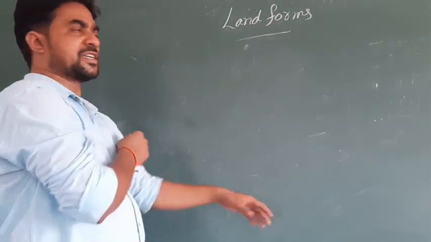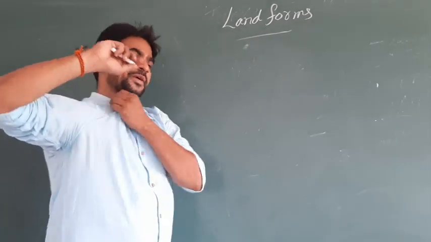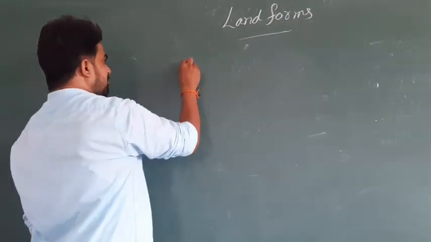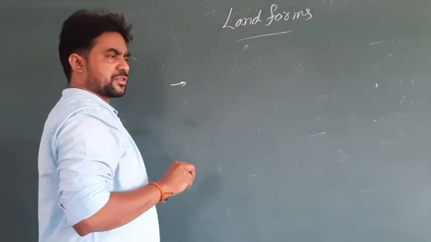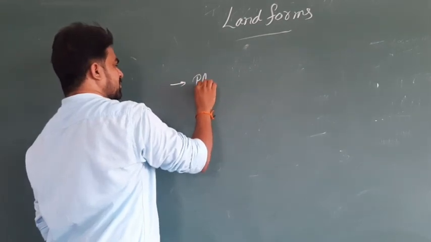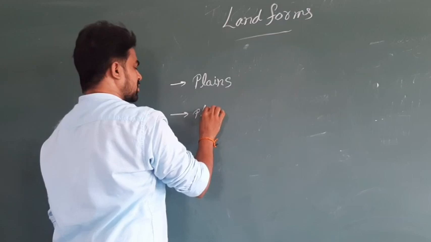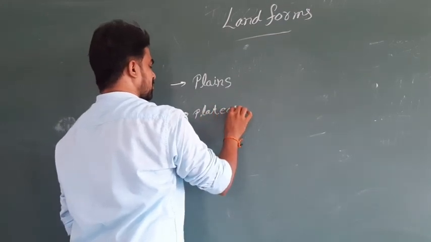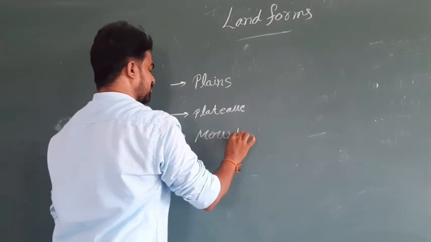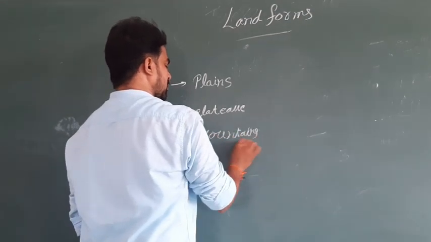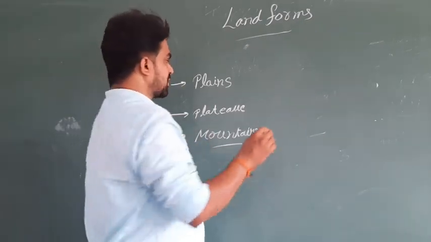Now, in our lesson today we are going to learn about landforms. For example, landforms are divided into three: plains, plateaus, and the third one is mountains. First, I will explain what is meant by plains, plateaus, and mountains.